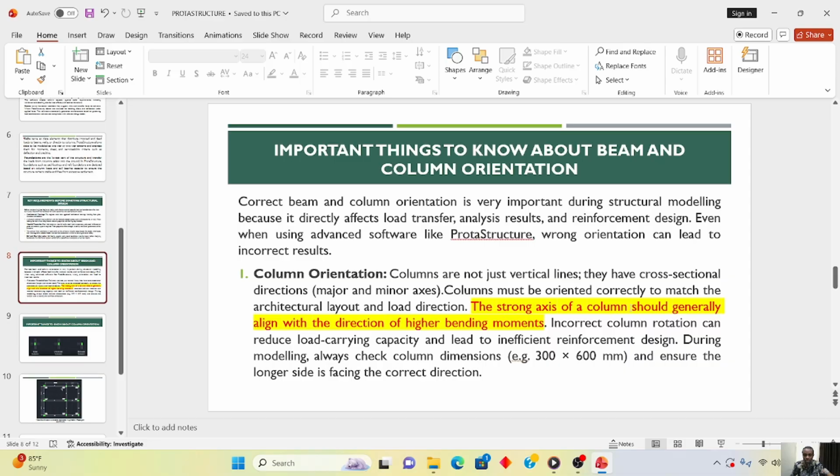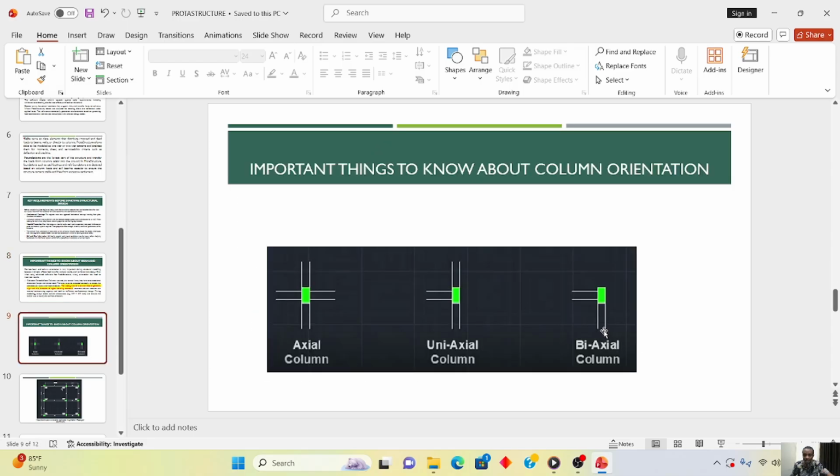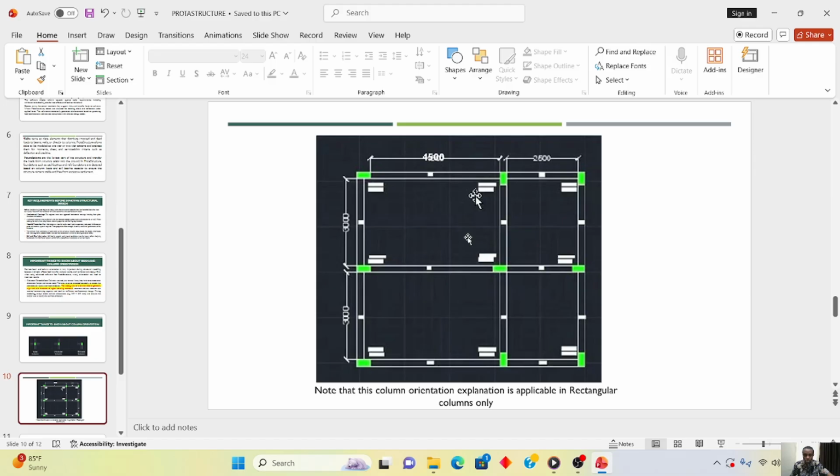If it is this one that has a higher moment, then this statement has to be in play: that the strong axis of a column should align with the direction of higher moments. So if it is in this direction that has a higher moment, then the orientation of this column will be in this direction. I'll still explain that further, but I just wanted to know how to identify types of column because it helps us to know very well about column orientation. All right, so let's go here now.